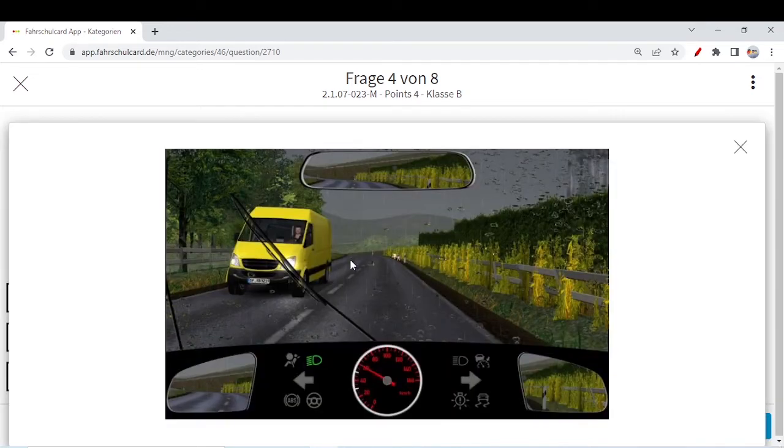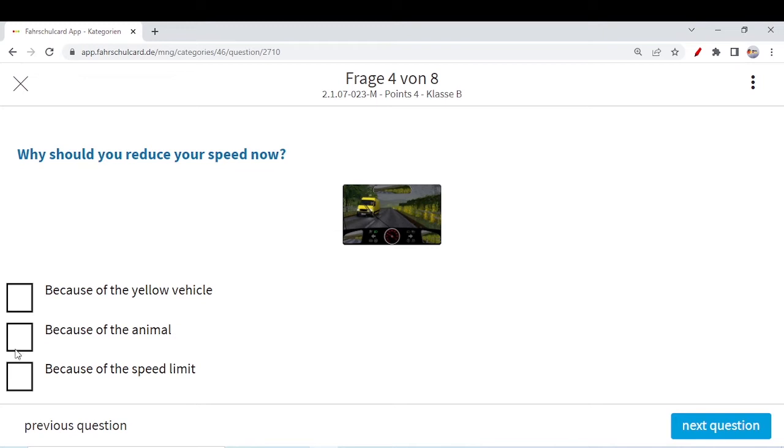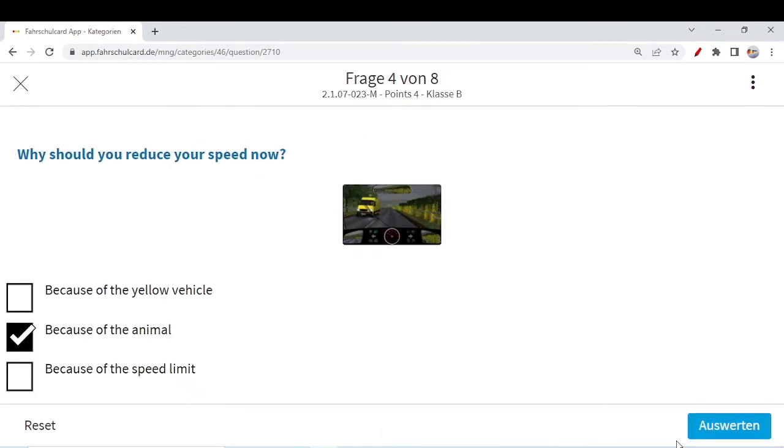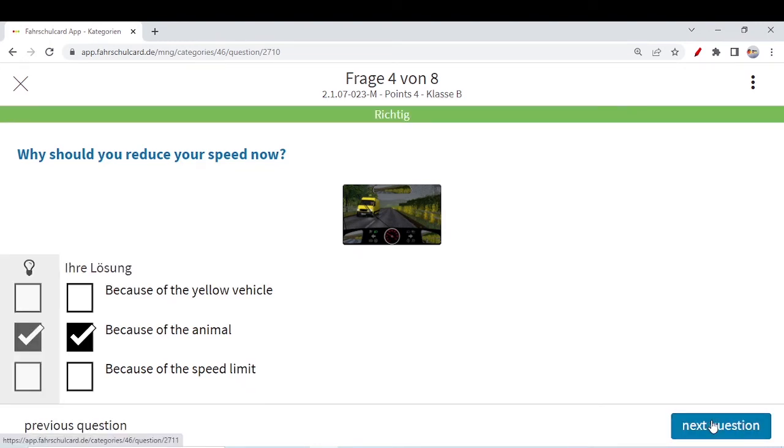No, the yellow vehicle is not a thing of danger for us right now. Simply, the yellow vehicle is in its own lane, no problem at all. Because of the animal, yes. Because of the speed limit, no. Speed limit was 60 and we are already at 60. So only because of the animal you have some time, you can brake, you can reduce your speed drastically to avoid that animal hitting you. So only the second option is correct.